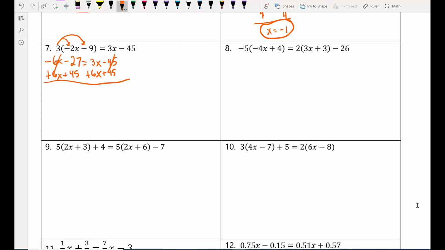Well, that's kind of a large number. 45 minus 27 is 18. 3x plus 6x is 9x. I'm going to divide both sides by 9 and get 2. So there's some order of operations here. -4 minus 9 is -13 times 3 is -39. This is 6 minus 45, which is also -39, so x equals 2 is correct.